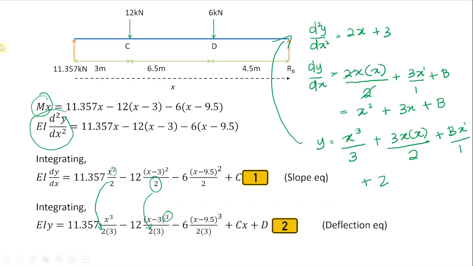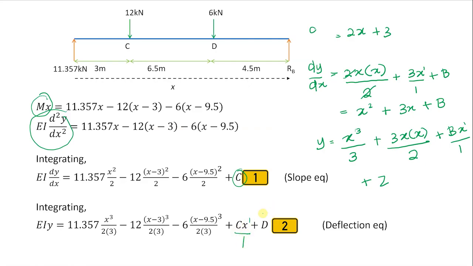So that is for deflection punya equation. We call it deflection equation and kita namakan dia juga equation number 2. Okay. And then a C ni, Cx. C kena darab dengan X. Okay. Because C here we have C. So C darab dengan X. Jadi Cx. So X ni kuasa 1, so dia per 1 lah.